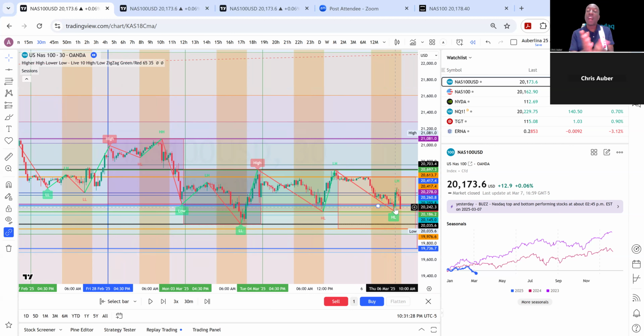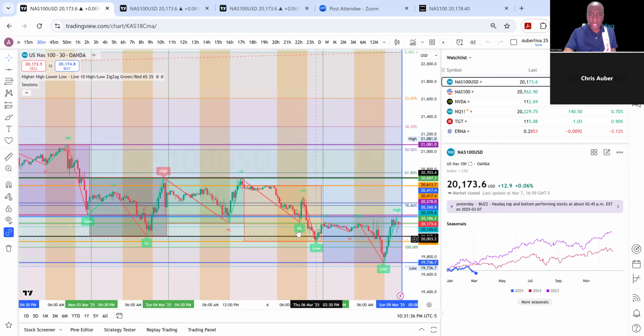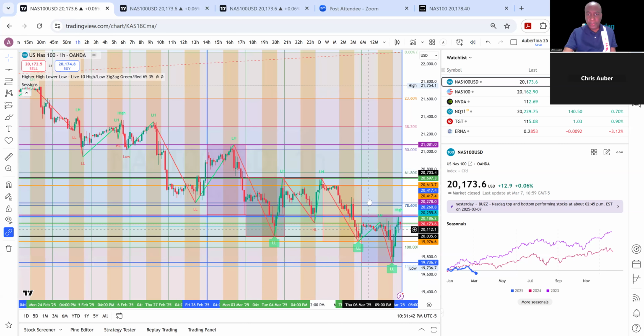Take your profits and wait. Okay. So this is what happened on this day. This move came up, it made a lower high. Let's go back to the 1 hour time frame. Okay. We came down and made a lower low right here.